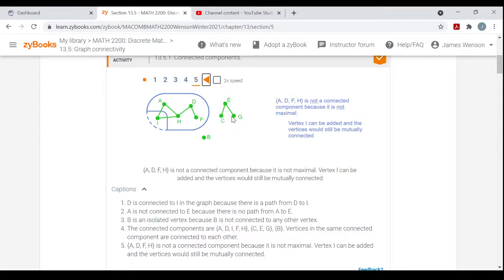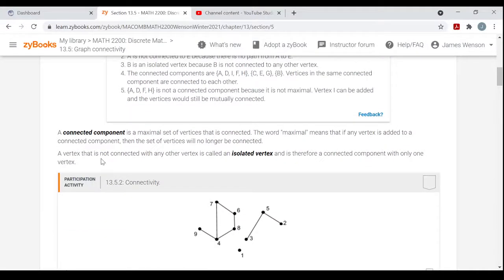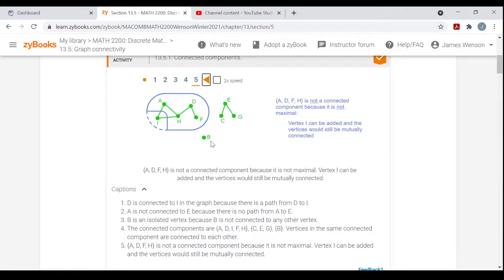E, C, and G. This is a maximal set of connected vertices, right? Because if I added any other vertex to this set, we'd have a disconnected set. Right. And as mentioned, a vertex that is not connected with any other vertex is called an isolated vertex, right? And is a connected component with only one vertex.